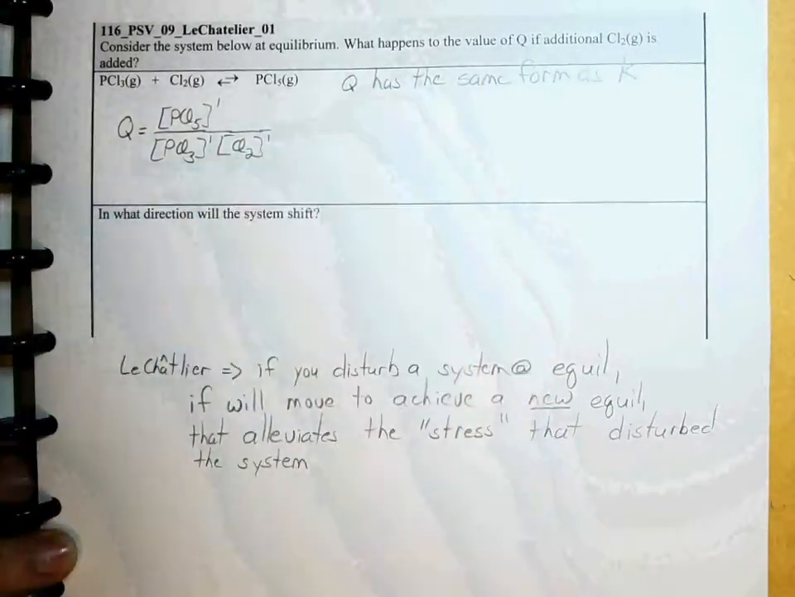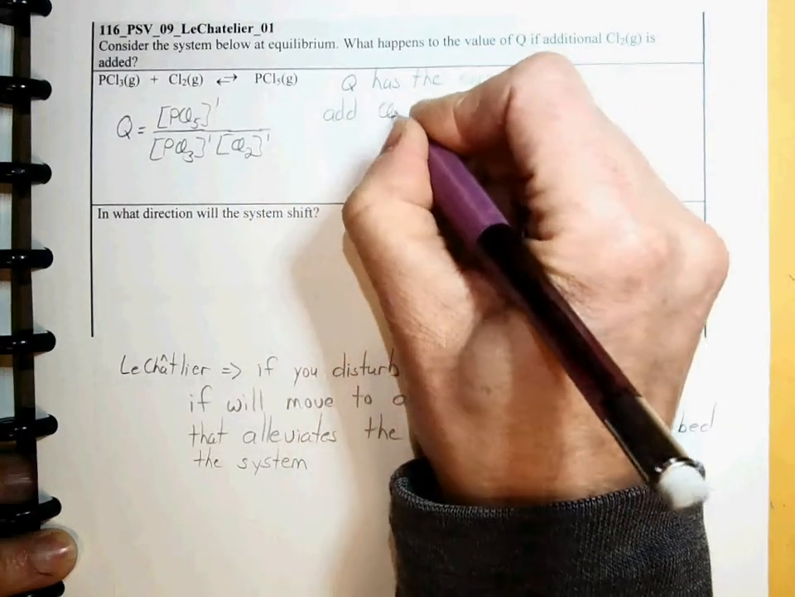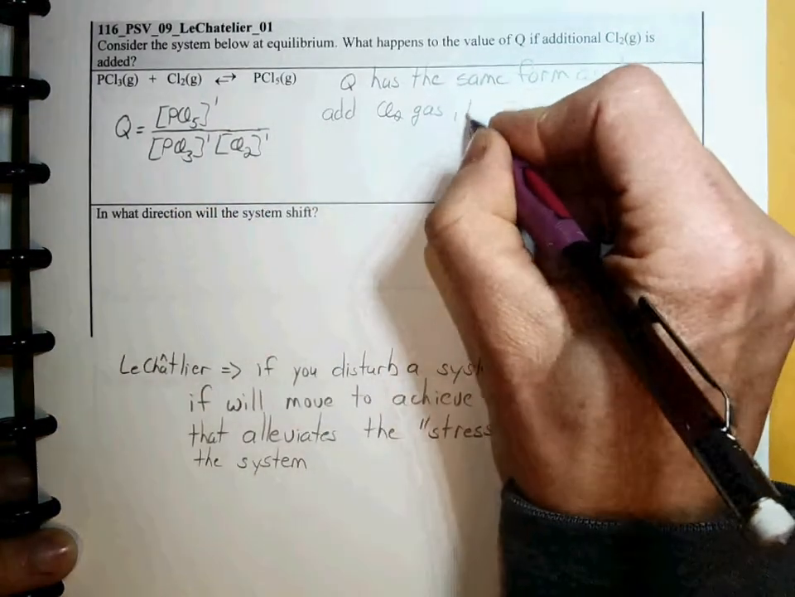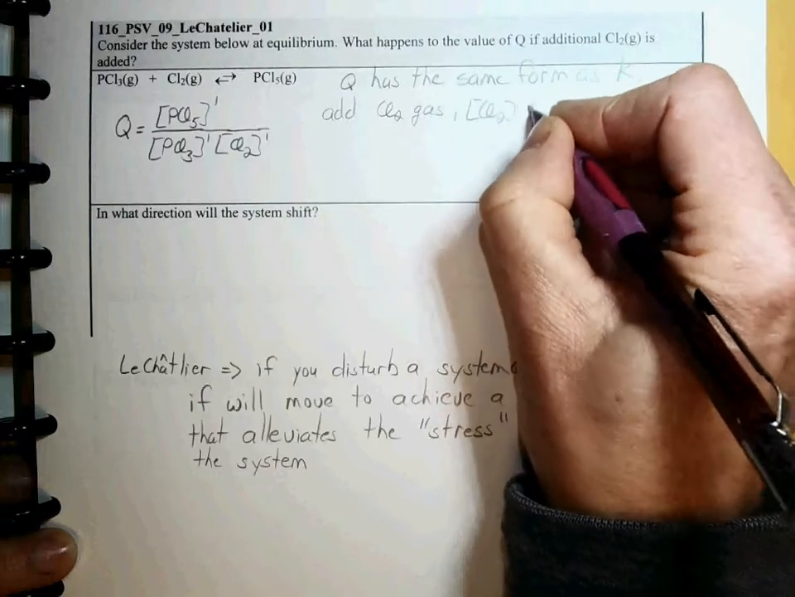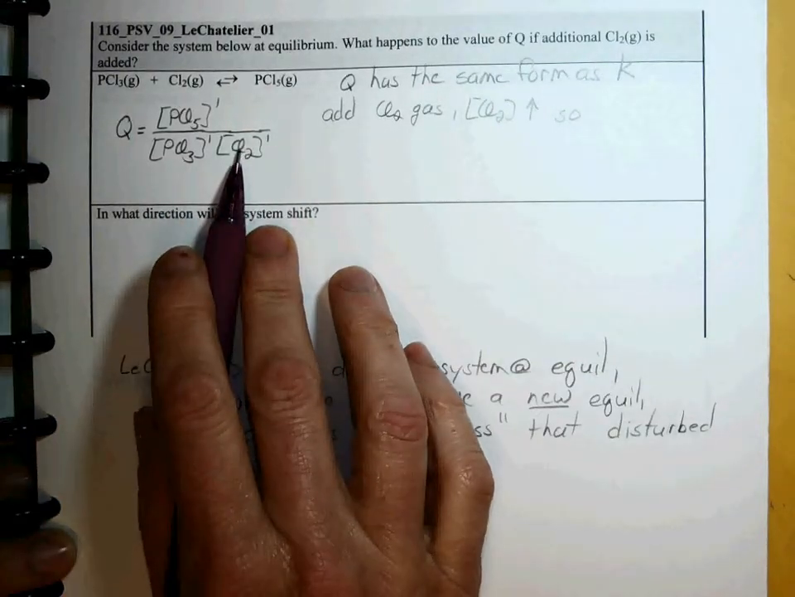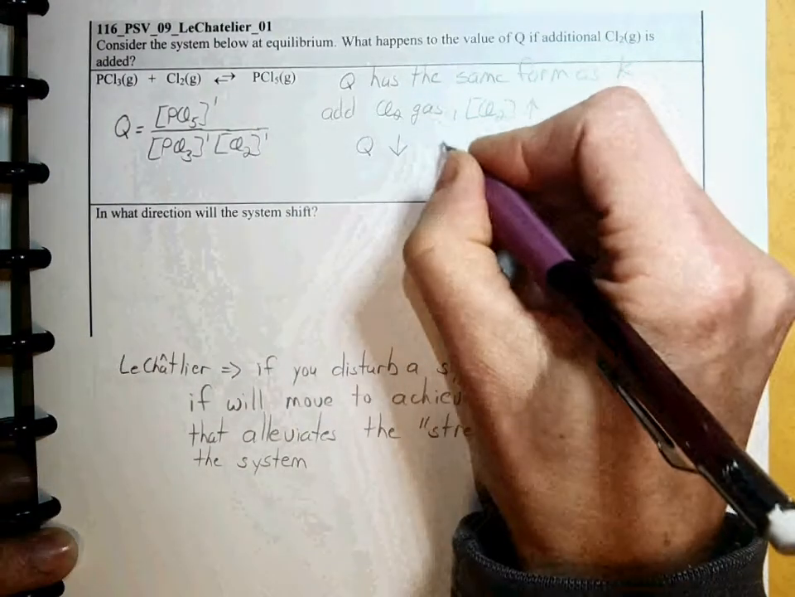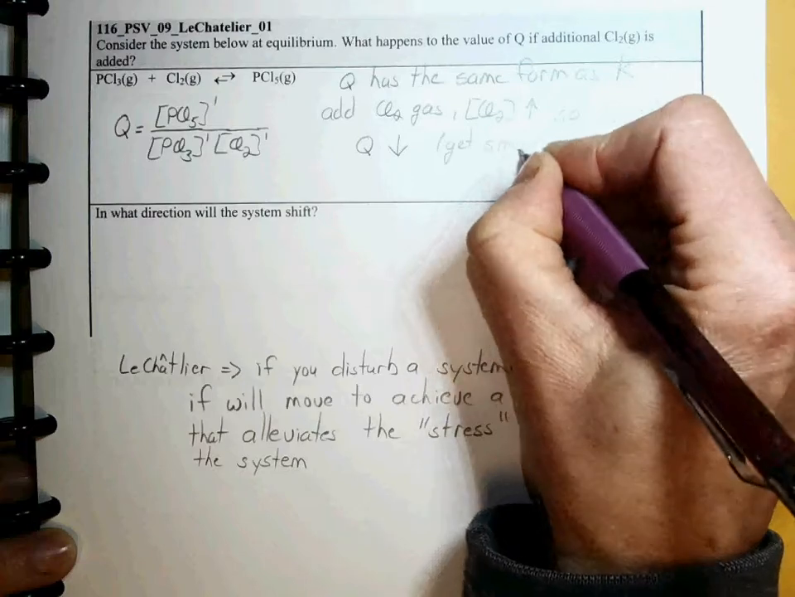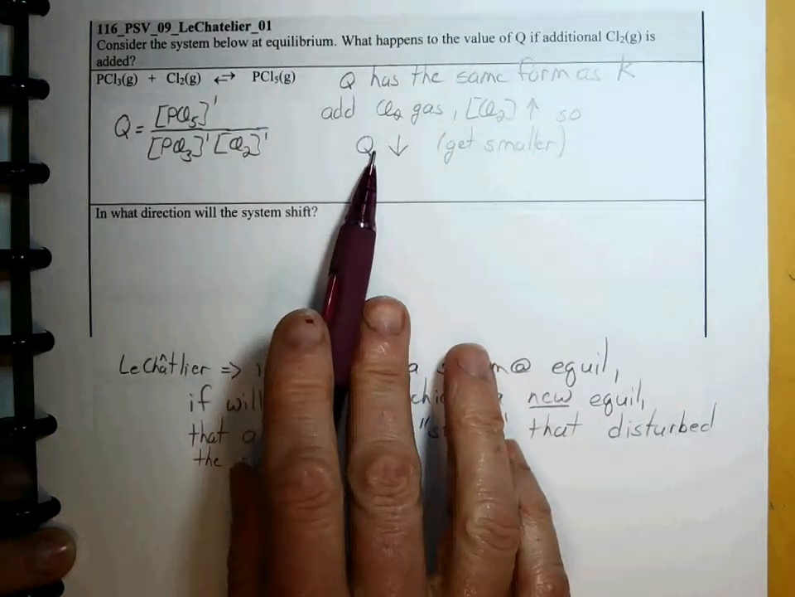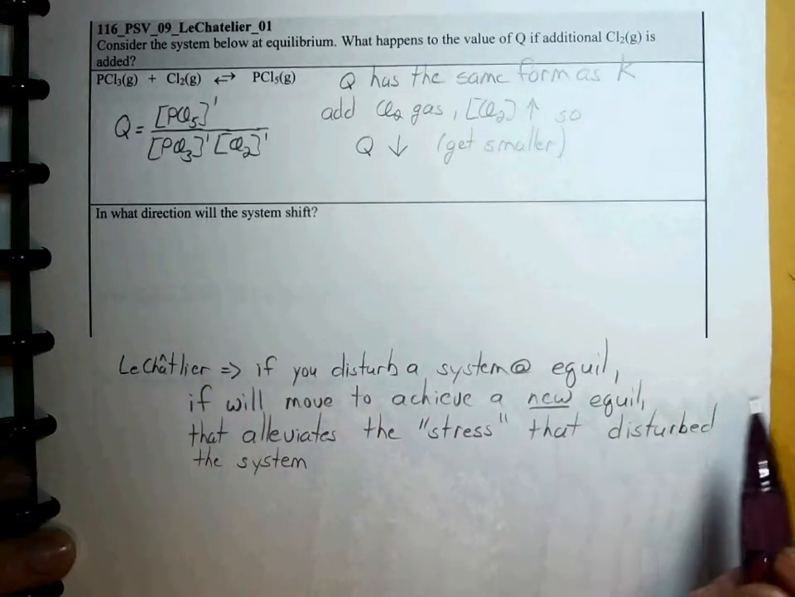Alright, so if we have a value of Q and we add Cl2 gas, that's going to cause the concentration of Cl2 gas to increase. So accordingly, if the denominator is getting larger, that means Q is going to get smaller. So if we were at an equilibrium, Q would no longer equal K, and we would seek a new equilibrium.